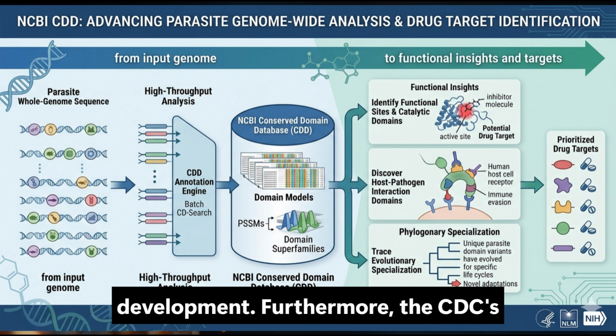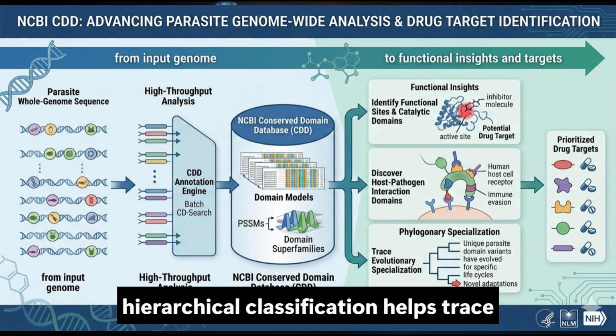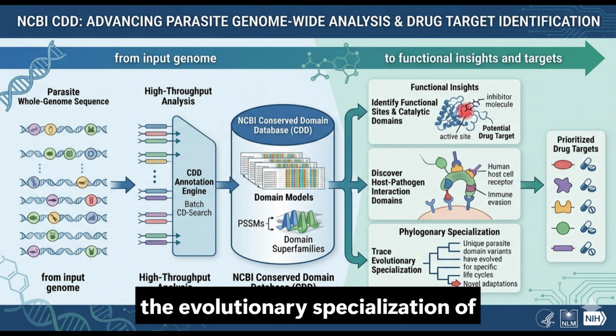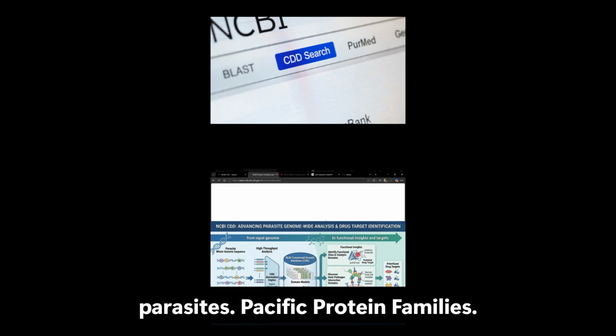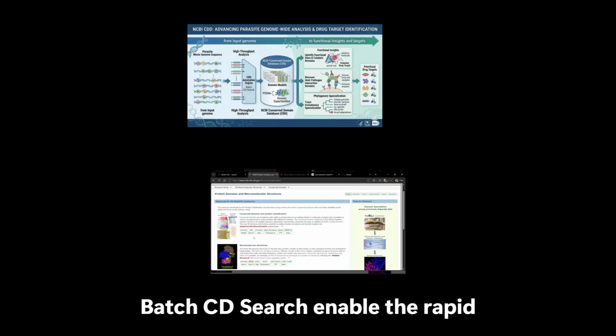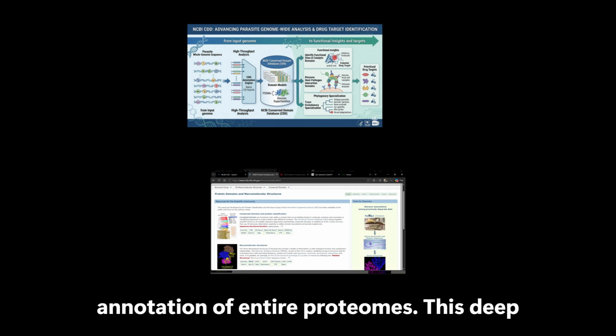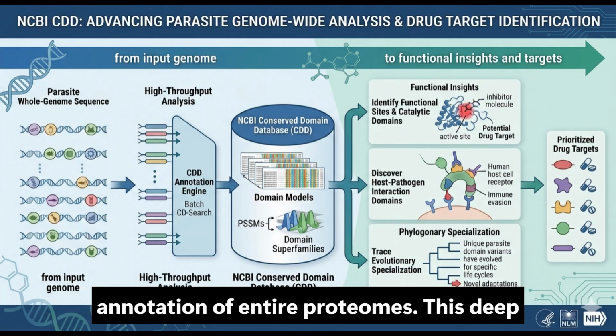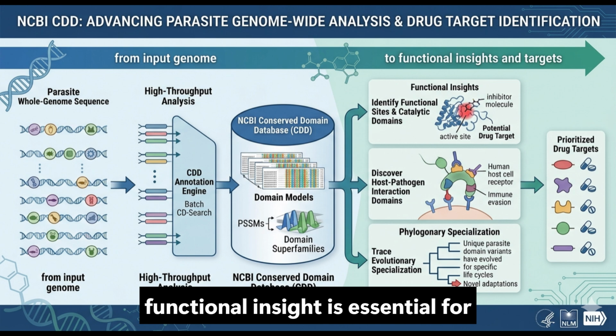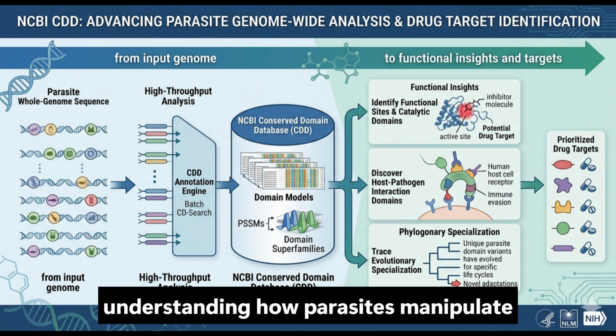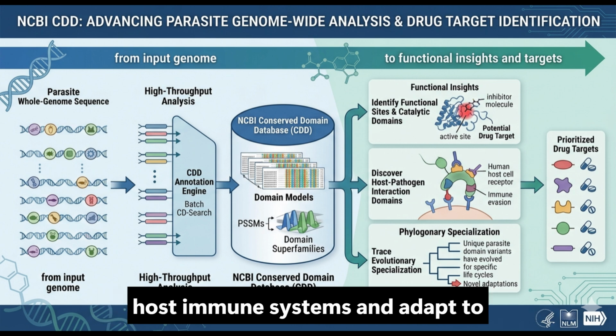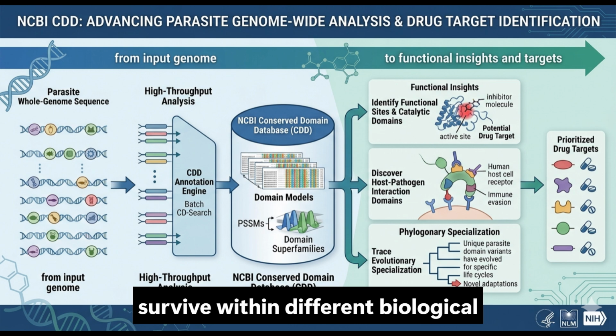Furthermore, the CDD's hierarchical classification helps trace the evolutionary specialization of parasite-specific protein families, while its high-throughput tools like batch CD search enable the rapid annotation of entire proteomes. This deep functional insight is essential for understanding how parasites manipulate host immune systems and adapt to survive within different biological environments.